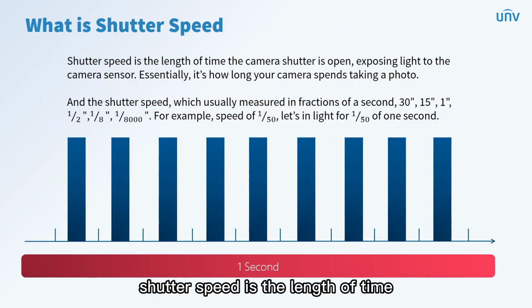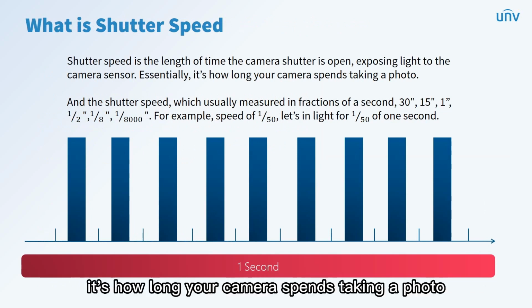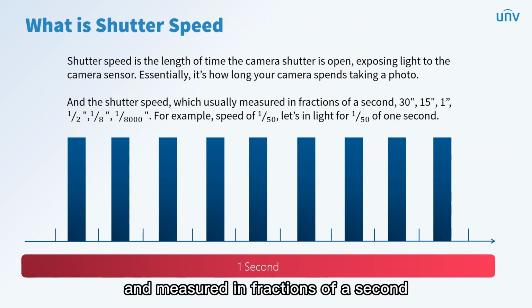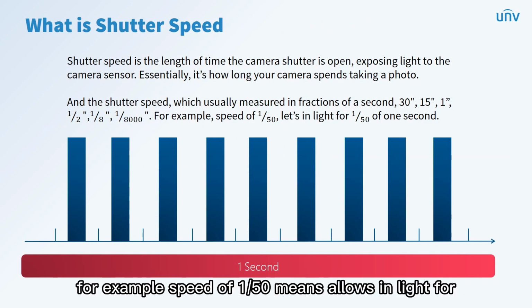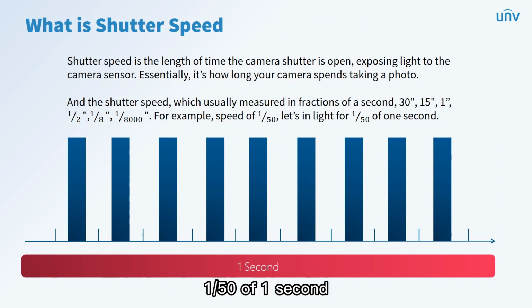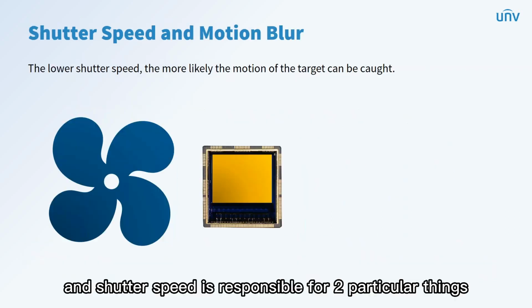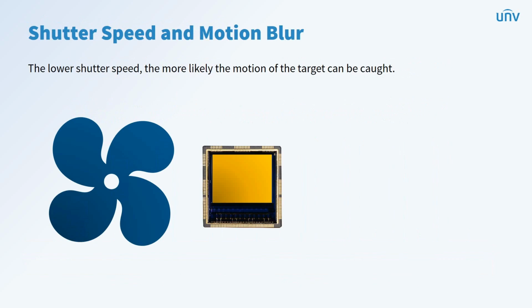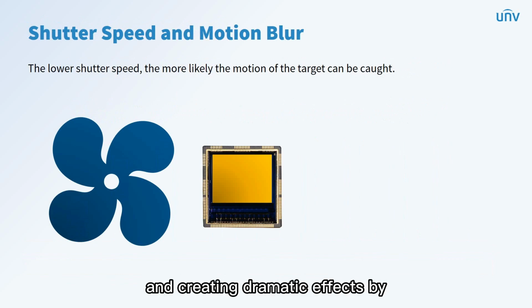Shutter speed is the length of time the camera's shutter is open, exposing light to the camera sensor. Essentially, it's how long your camera spends taking a photo, and is measured in fractions of a second. For example, a speed of 1/50th means it allows in light for 1/50th of 1 second. And shutter speed is responsible for two particular things: changing the brightness of the photo and creating dramatic effects by either freezing action or blurring motion.